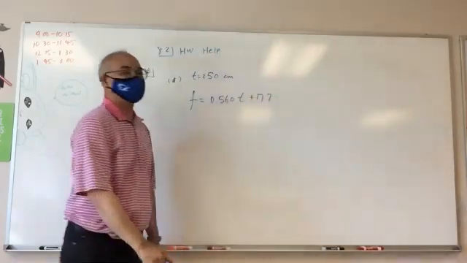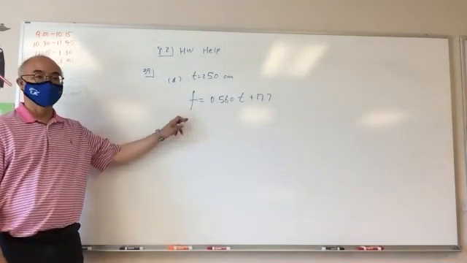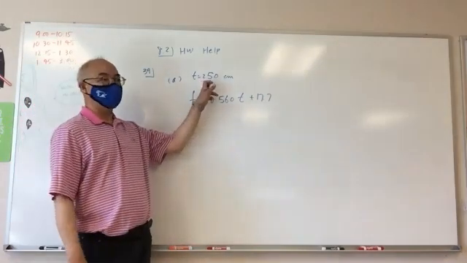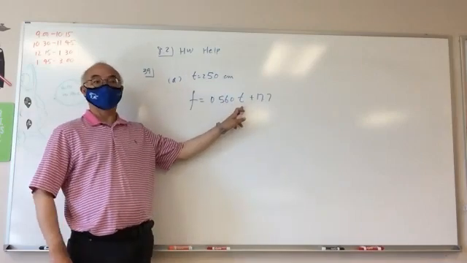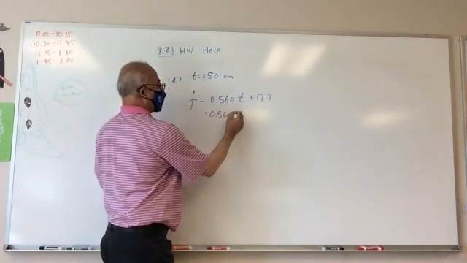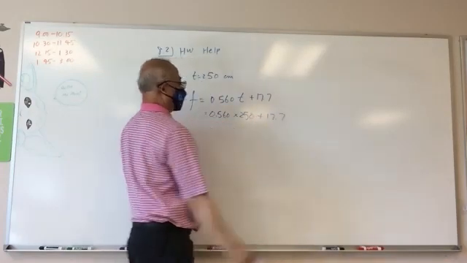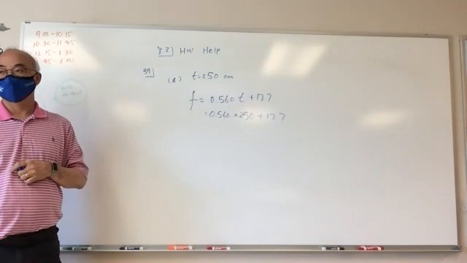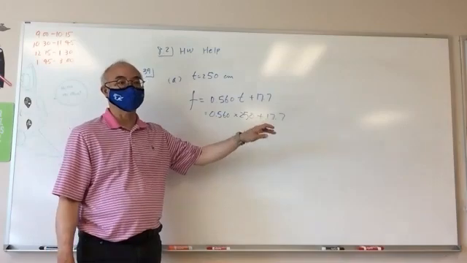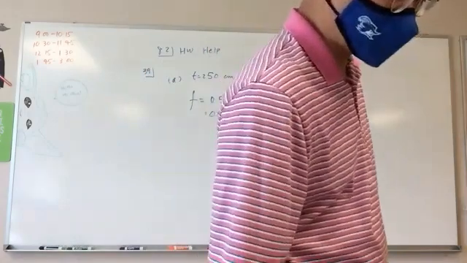Okay, so how would I find the fork length? What would I have to do? Wouldn't I just put this into here, because T is equal to 250, right? So it's going to be 0.560 times 250 plus 17.7. And you would calculate that out. I'm not going to do that part, but you understand what's going on here, right? Okay, so that was the big eye thresher.